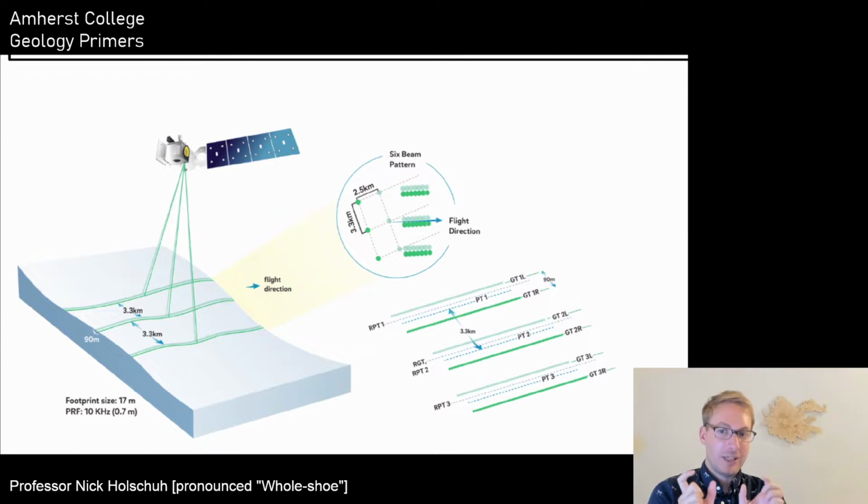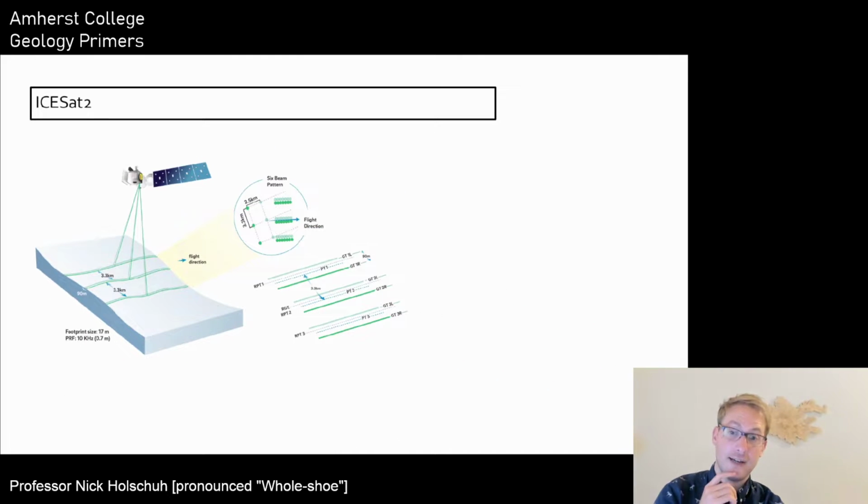These tracks are organized into what we call beam pairs. And so we have 3 beam pairs, a left, a center, and a right beam pair. Those beam pairs are separated in space at Earth's surface by about 3.3 kilometers. Where each track within the pair is separated from the other by about 90 meters. So we have these 3 little local sets of measurements that are raking across Earth's surface, measuring the surface elevation through time.